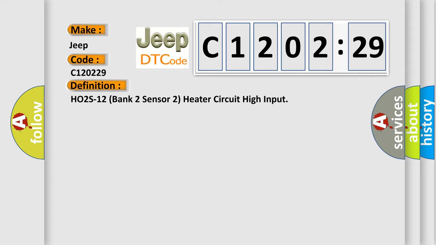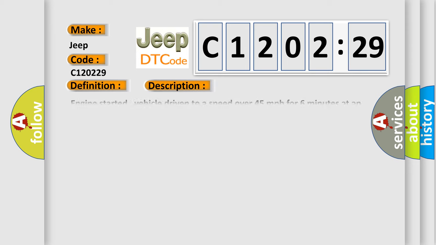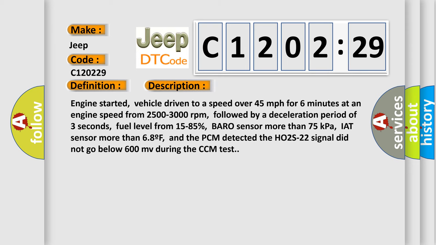And now this is a short description of this DTC code. Engine started, vehicle driven to a speed over 45 miles per hour for 6 minutes at an engine speed from 2500 to 3000 revolutions per minute, followed by a deceleration period of 3 seconds, fuel level from 15 to 85%, BARO sensor more than 75 kilopascals, IAT sensor more than 68 F, and the PCM detected the HO2S22 signal did not go below 600 mV during the CCM test.